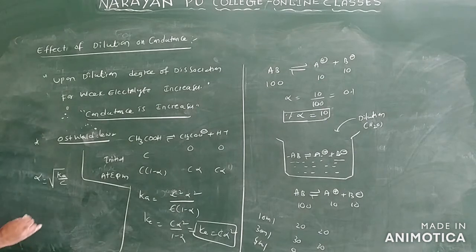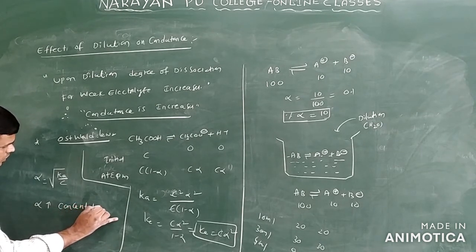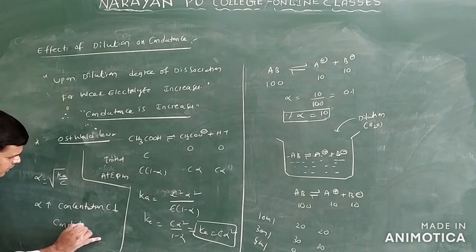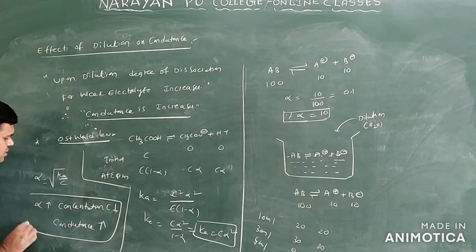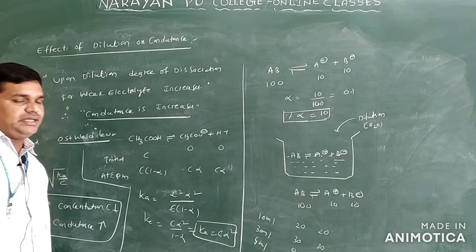So we will write here, when alpha increases, concentration C decreases, but one more point you can write here, conductance increases. So this is for the weak electrolyte only. Particularly we are comparing the degree of dissociation for the strong electrolyte and the weak electrolyte only.